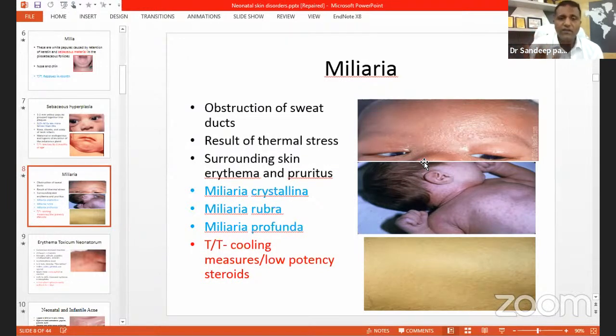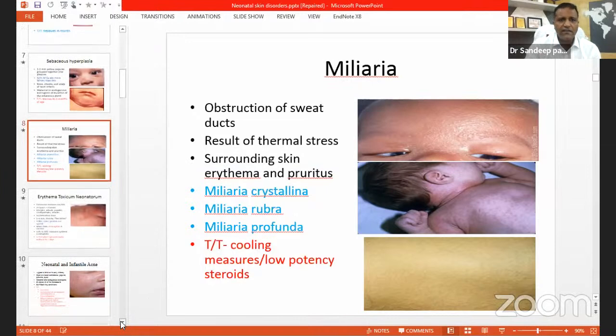If you are able to see miliaria, then miliaria needs management of temperature in the surroundings. Then consider low potency steroids. As I told, hydrocortisone containing local creams you can consider if extensive miliaria is there. Most of the time, if miliaria crystallina or miliaria rubra is there, they will resolve. But if miliaria profunda is there, then you may have to consider use of systemic steroids also.